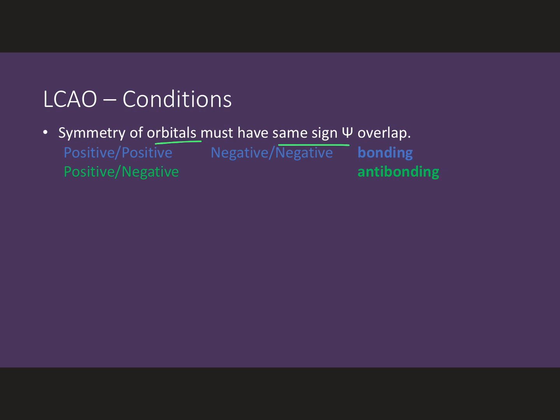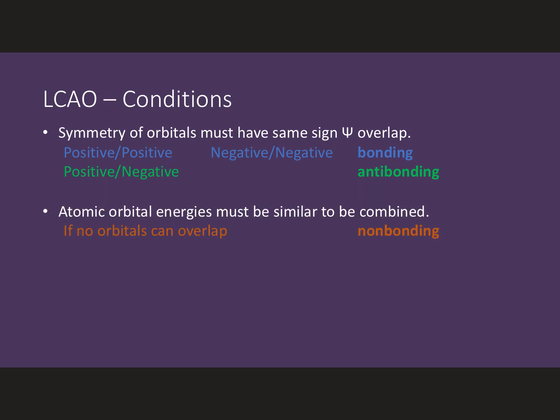So, for example, if I have the positive lobe of one orbital overlap with the positive of another, that is a linear combination I can do. That leads to bonding. Same thing with the negative. If a negative overlaps with a negative, that leads us to a bonding interaction. If we don't have the same sign, for example, we have a positive and negative or a negative and positive, this is how we get to an anti-bonding orbital.